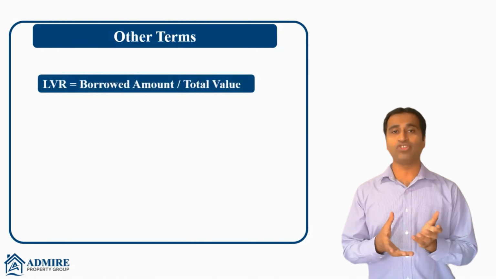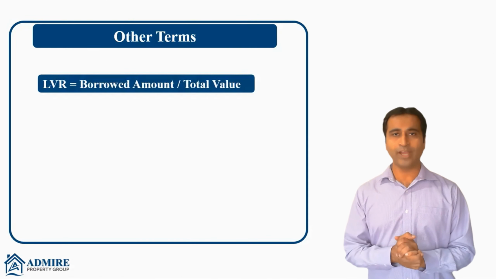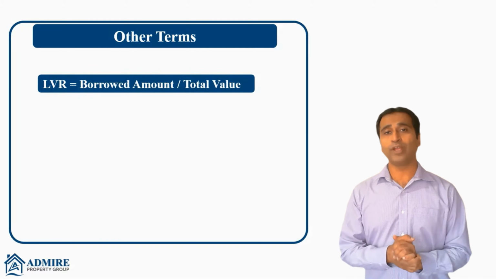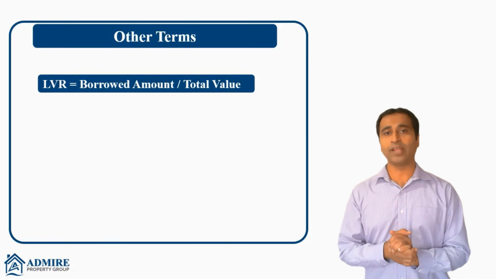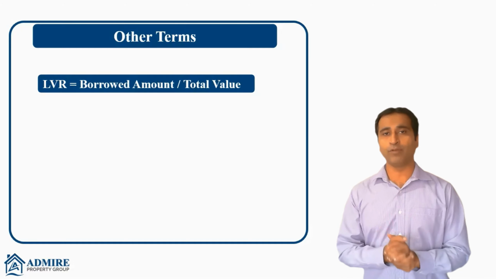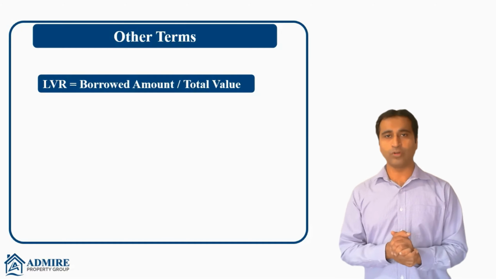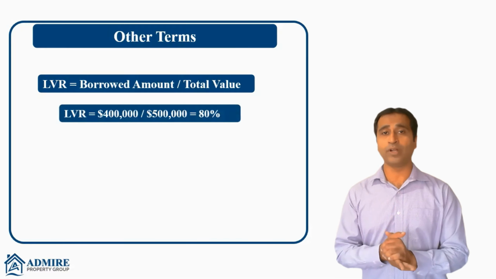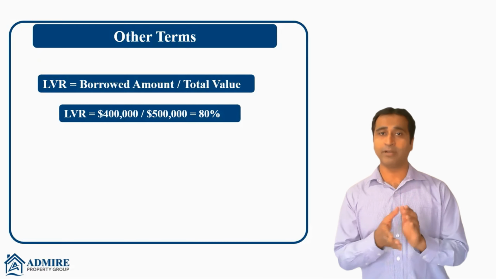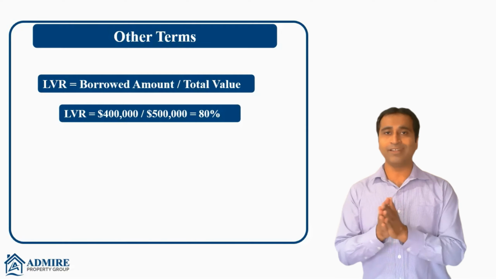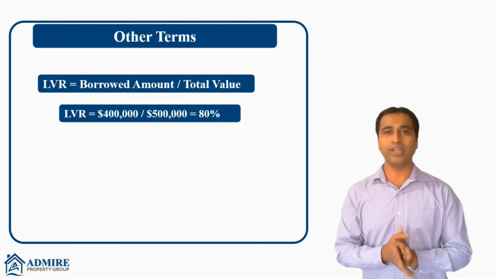The next term is LVR, loan to value ratio, and sometimes people call it LTV. The loan to value ratio is calculated based on how much loan you are getting to buy a rental property. For example, if you want to buy a rental property of $500,000 and you are getting money from the bank as leverage of $400,000, then LVR comes out to be $400,000 divided by $500,000, which is 80%. So 80% is the LVR for your rental property in this case.